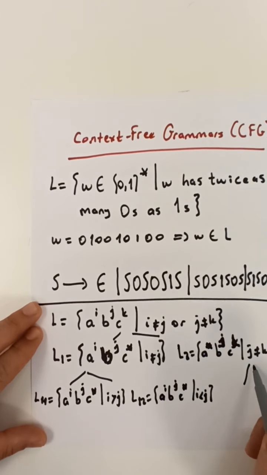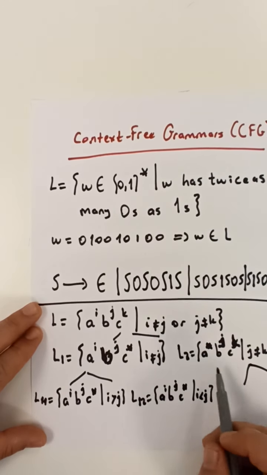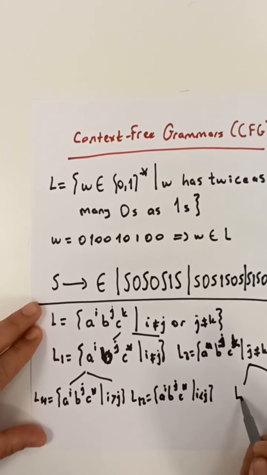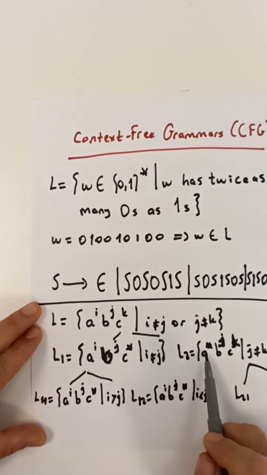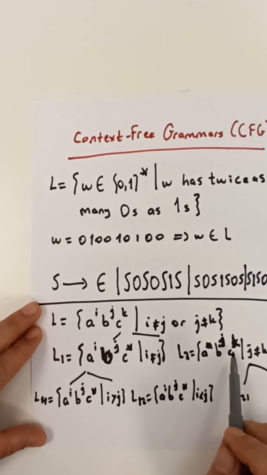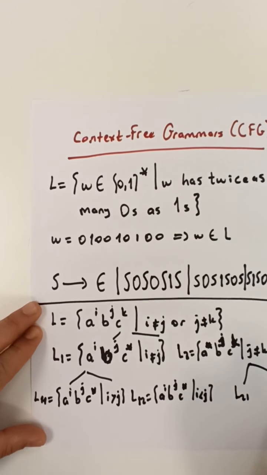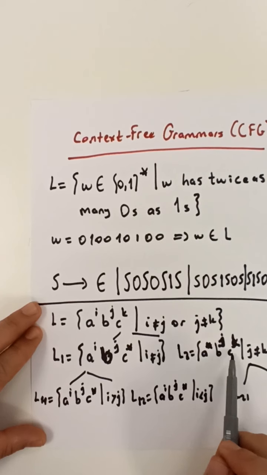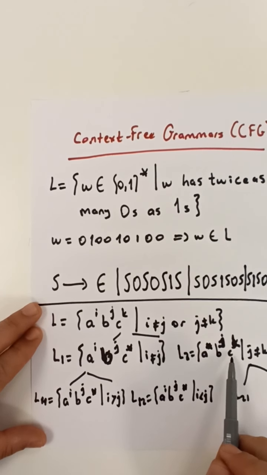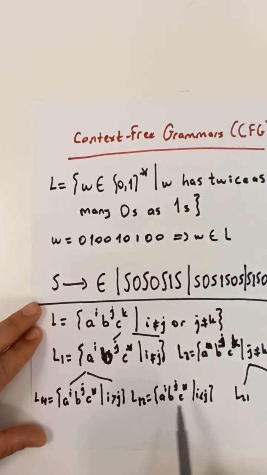I can define again two languages similarly to define L2 as well. Basically I could define L21 to correspond to the set of strings where we have A star, B to the J, C to the K, such that J is greater than K, and L22 such that it consists of strings A star, B to the J, C to the K, such that J is less than K. Okay, similar to these ones.